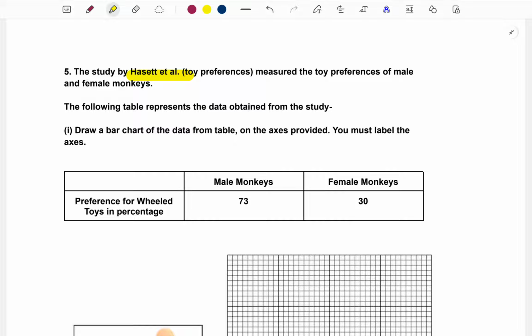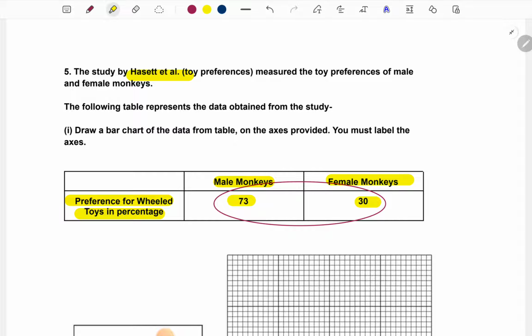Whenever you have a table in front of you, first understand what the table is about. So that we've already seen in the questions about toy preferences. Then read the column headings. So column 1 is about male monkeys, column 2 is about female monkeys. Then read the row heading. Row is about percentage preference for wheeled toys. Then read what is given in the data in the intersections of the rows and columns, 73 and 30. So this is what you need to represent.